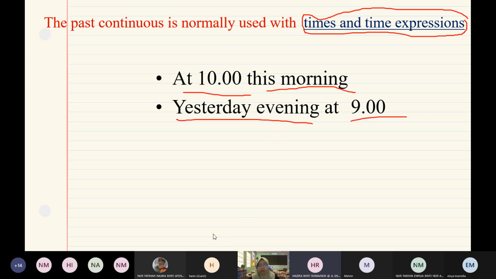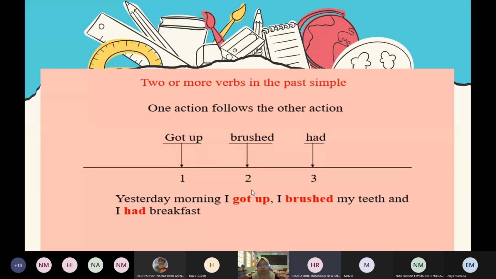Okay, next one is when two or more verbs happen in the past. So one action followed the other action, meaning to say that this, got up, is the first action. After you got up, you brushed, then you had your breakfast. So after one verb to another verb, you use simple past tense. Again, they mention here yesterday morning.